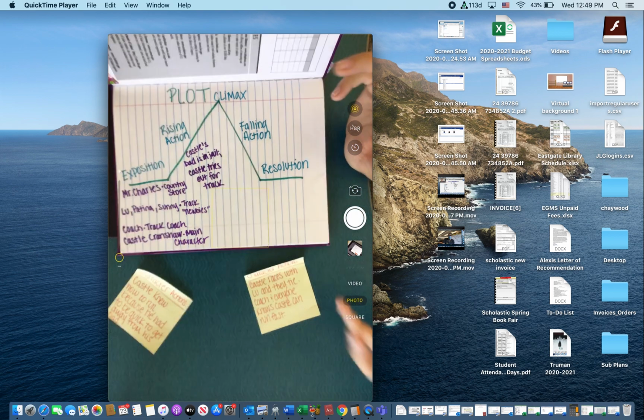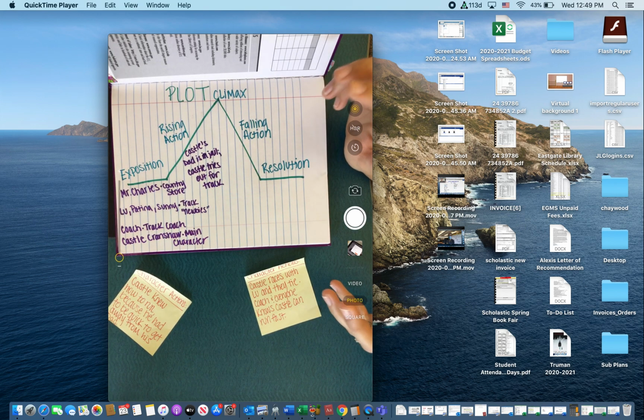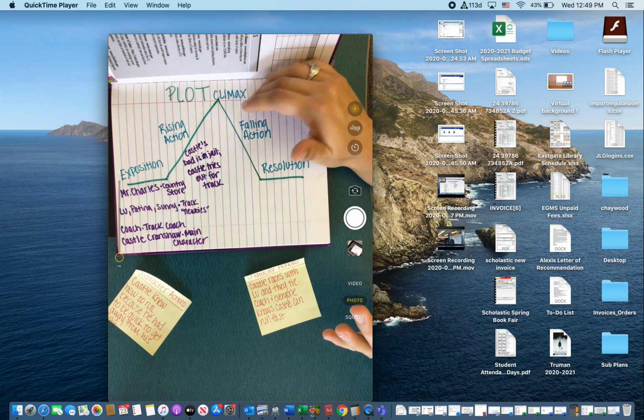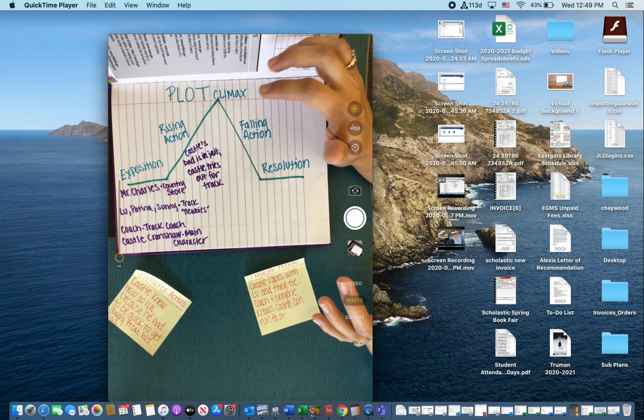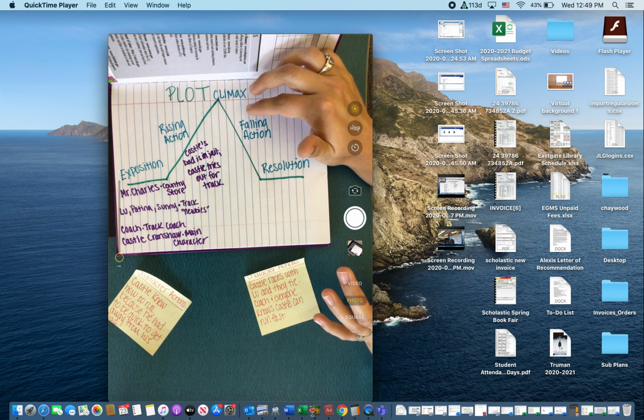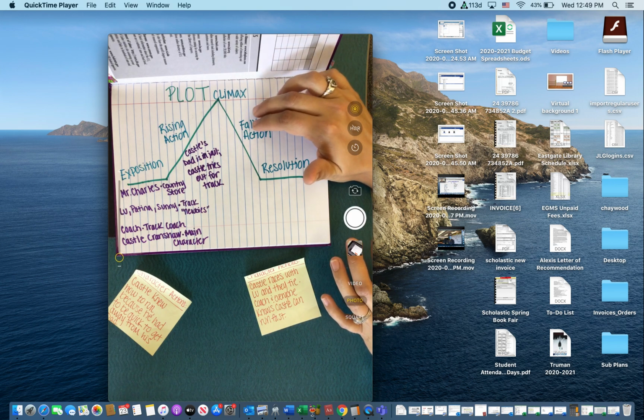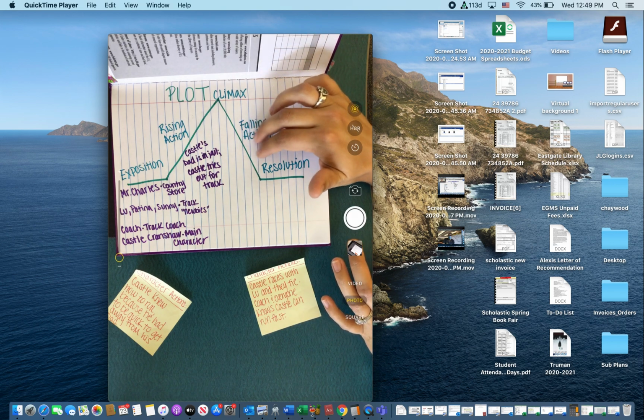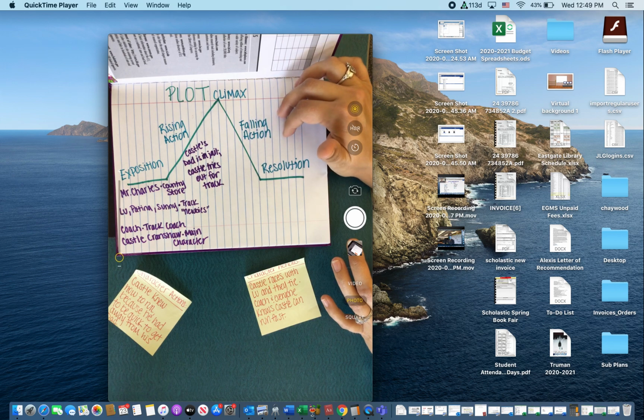Climax, that is the most amount of action that we are going to see. The most amount of action is happening in the climax, and our problem is the biggest problem that we have in our story. Falling action, some of those problems start to get resolved. We see some light at the end of the tunnel.